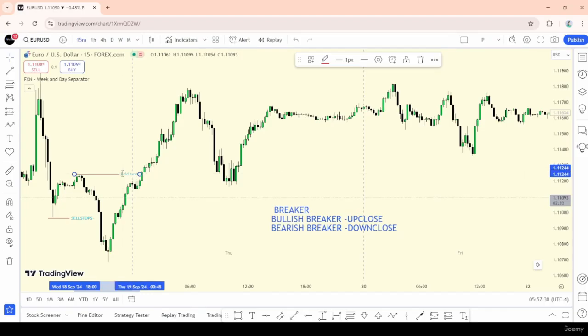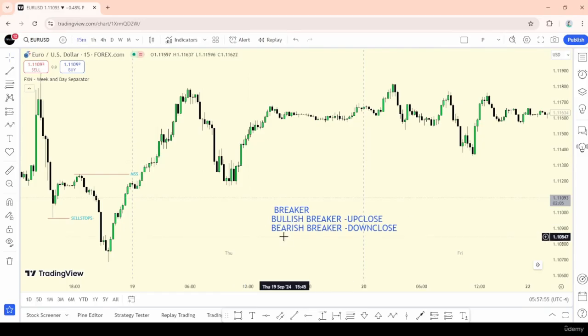So let me outline this so that we may not forget. When we have an area in which we see that we have run sell stops and then immediately market runs explosively higher to run the swing high or to close above the swing high, that is identified as a breaker.